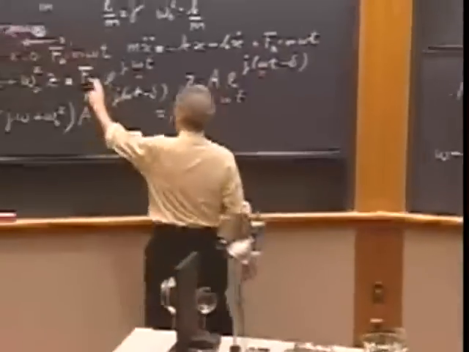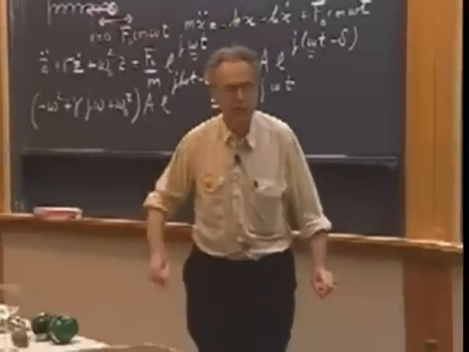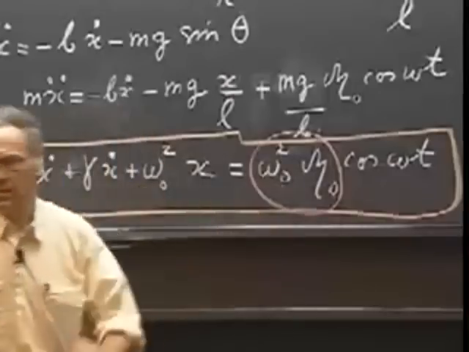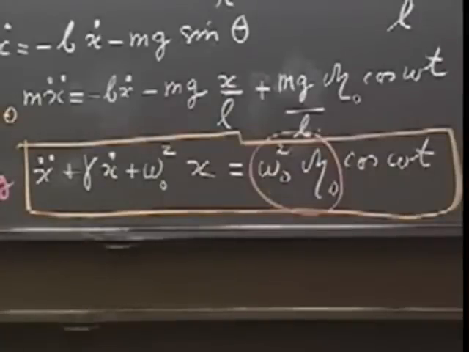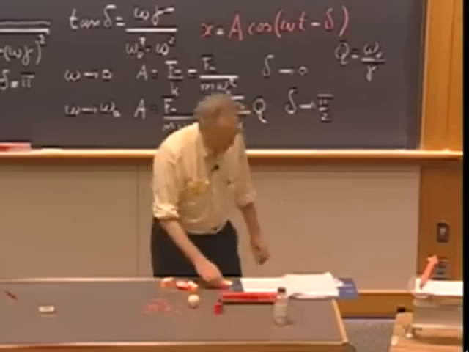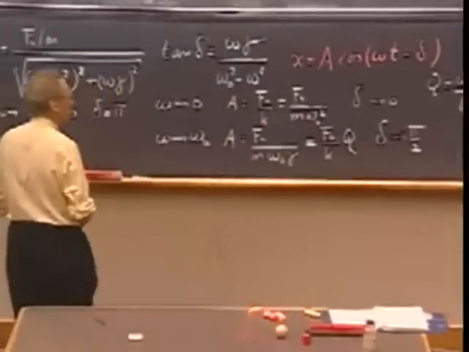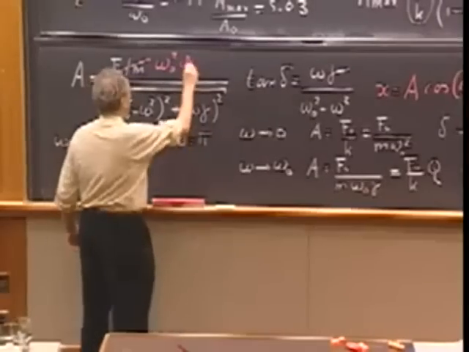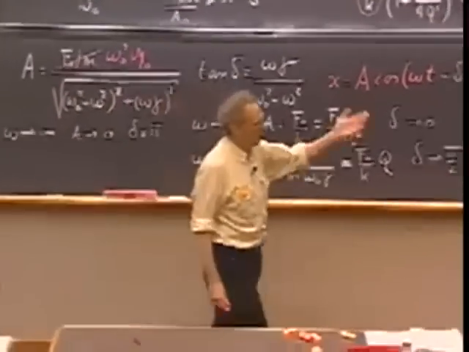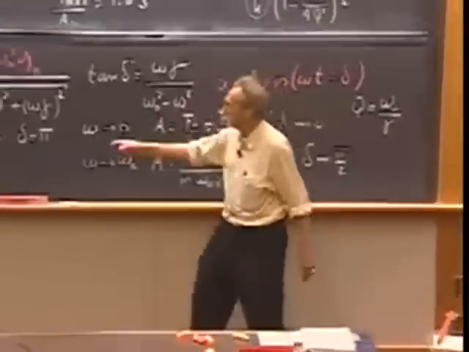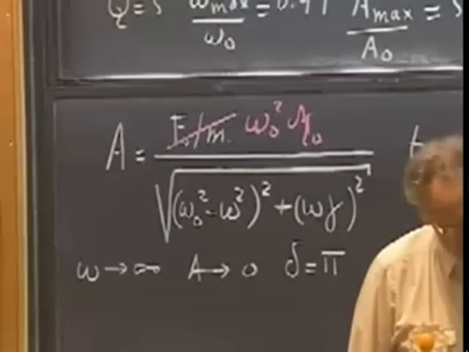Where originally I got an f0 over m times cosine omega t, now because of my motion, I'm going to get an omega 0 squared times eta 0. And so you see now how this motion of my hand indeed translates into a force on the object. Well, I have the solution. I don't have to do anything. All I have to do is change this by omega 0 squared times eta 0, and I'm done. Differential equations are identical. I don't even have to change the tangent of delta. Nothing changes. This is the only thing that changes.